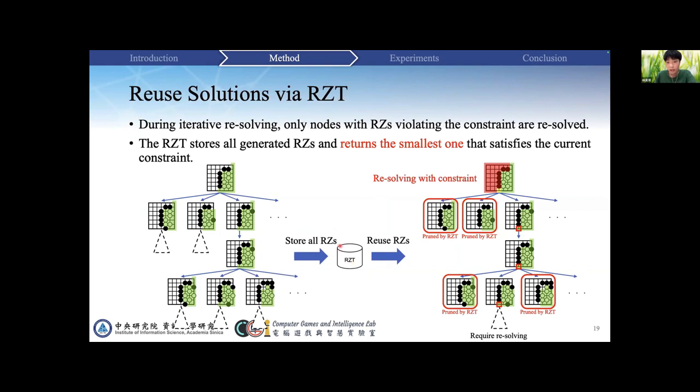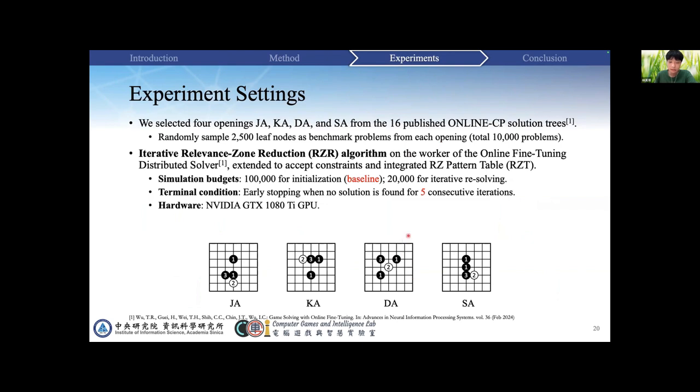And we also modify the R zone pattern table and store the previously solved R zones into the table. And for the later iterations, it can be reused. In our experiments, we randomly select 10,000 R zones from the solution trees for previously solved 7x7 Kyogo openings as our baseline. And we set the algorithm to stop if it fails to solve the position 5 times in a row.